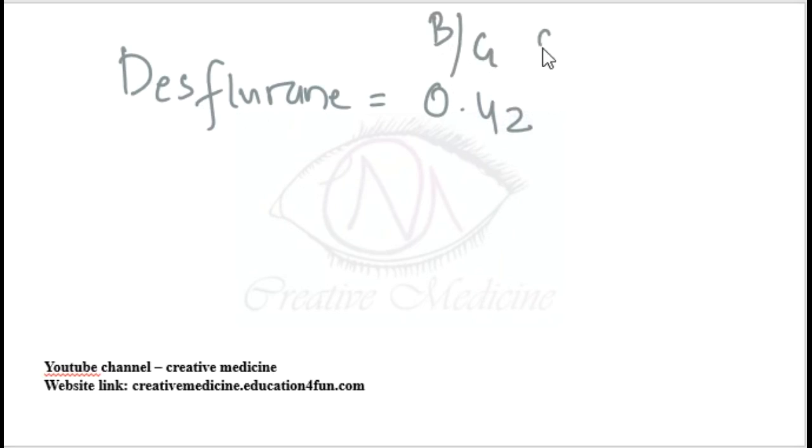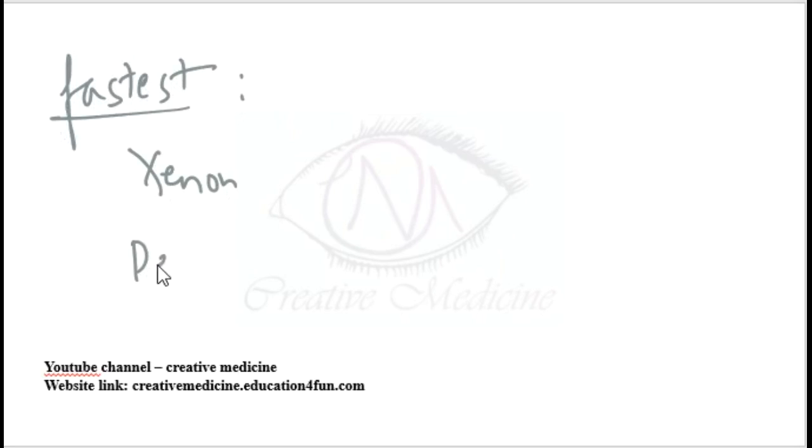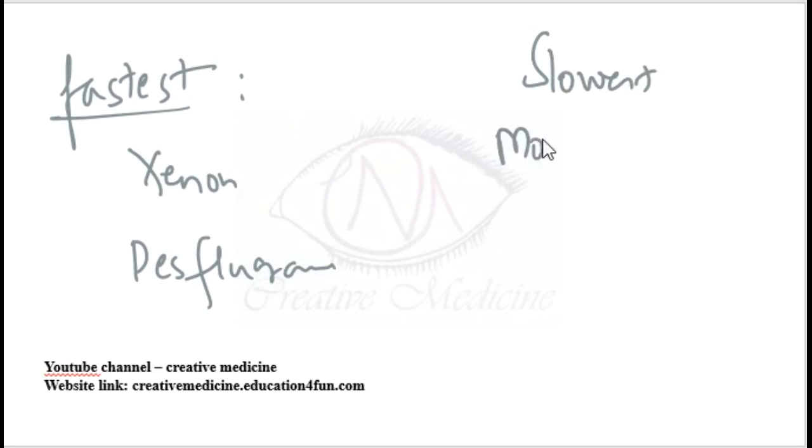So, in blood gas partition coefficient, the fastest induction overall is by xenon, whereas among currently used agents, the fastest induction is by desflurane. The slowest induction overall is by methoxyflurane, but methoxyflurane is not used now because of nephrotoxicity. So, among current use, the slowest induction is by halothane.